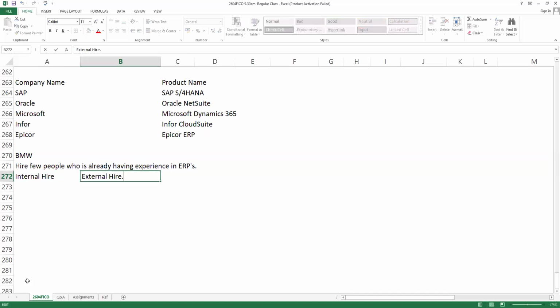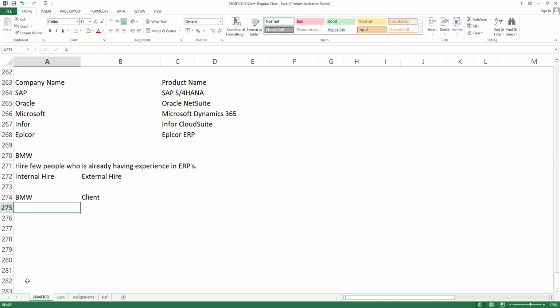See here, BMW is a client. For example, they don't know which ERP needs to be implemented, so they will take help from third-party services. They will say: you give me the consulting services, I am not able to select the right ERP system to implement in my organization.